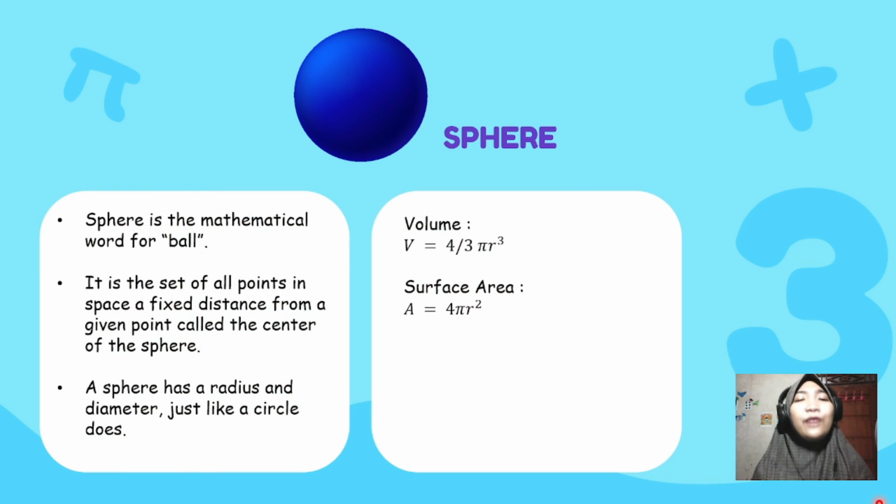The next is a sphere. What do you think about sphere? Sphere is the mathematical word for ball. It is the set of all points in space a fixed distance from a given point called the center of the sphere. A sphere has a radius and diameter just like a circle does. The formula for the volume of a sphere is 4 times pi times r cubed divided by 3. And then the formula for the surface area of a sphere is 4 times pi times r squared.